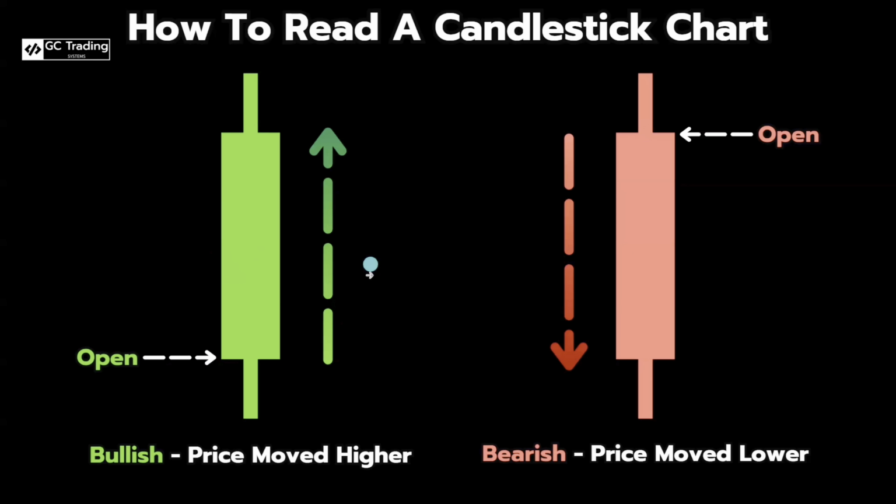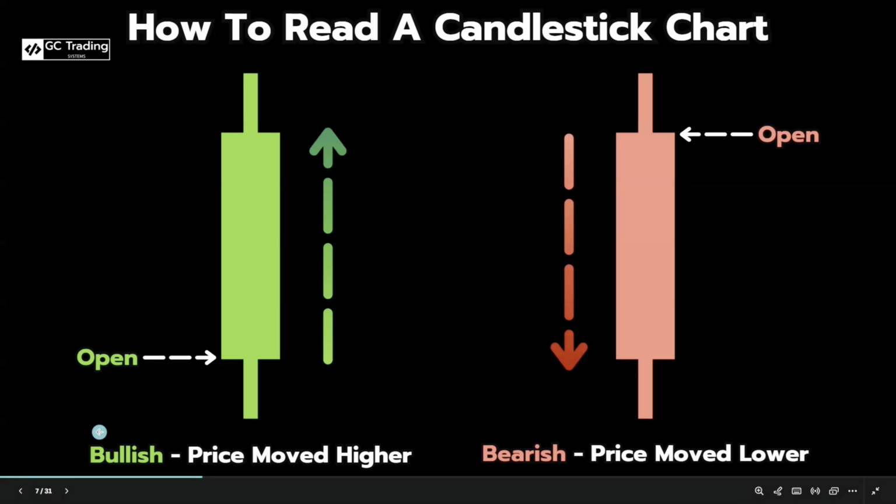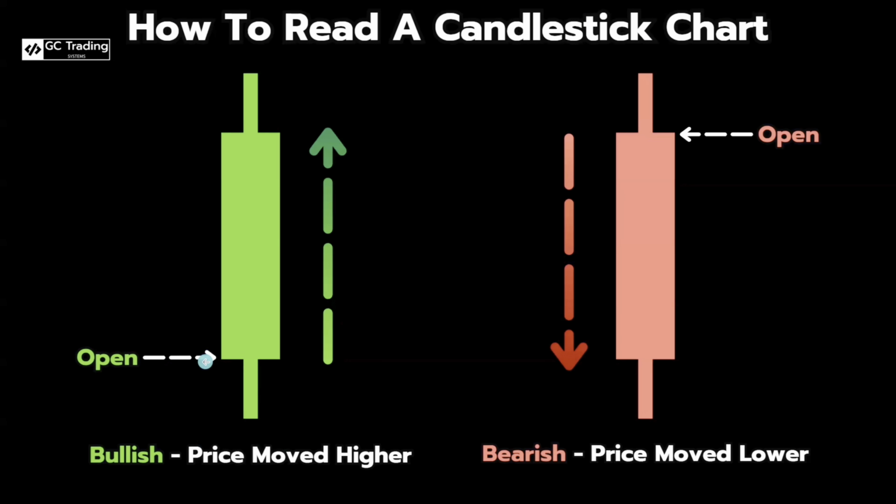Now we're going to look at the open. Each candlestick has an open and a close. This is a bullish candlestick, remember that. Price opened up here and then pushed higher. And this one over here is a bearish candlestick. Price opened here and then pushed lower. You can see these are opposite. The open for the bullish candlestick is here, and the open for the bearish candlestick is over here.